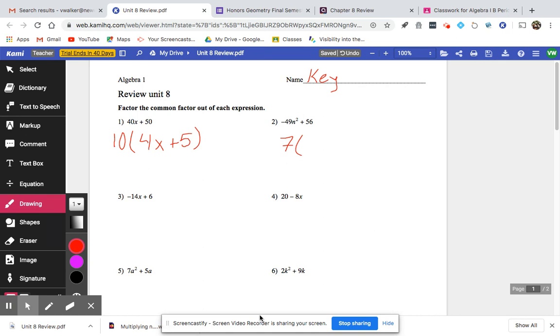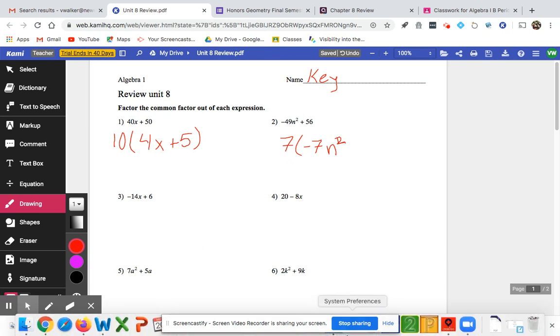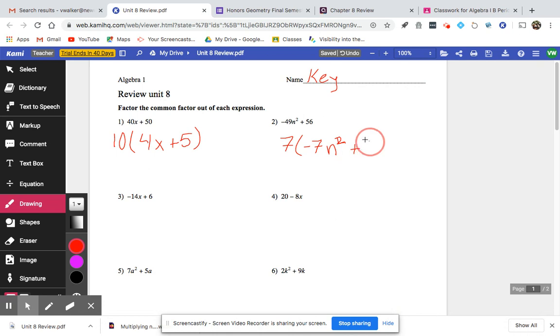So 7 times what is negative 49? That's a negative 7. How did I figure that out? Take negative 49, divide it by 7. You get negative 7. And I have a squared there. 7 times what is positive 56? That's a positive 8. So that's number 1 and number 2 done.